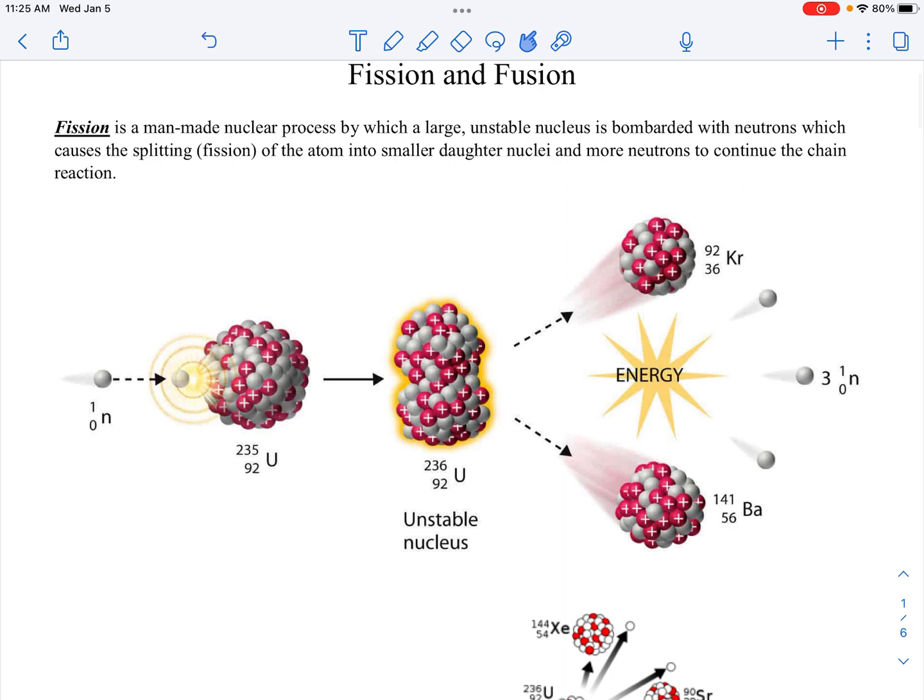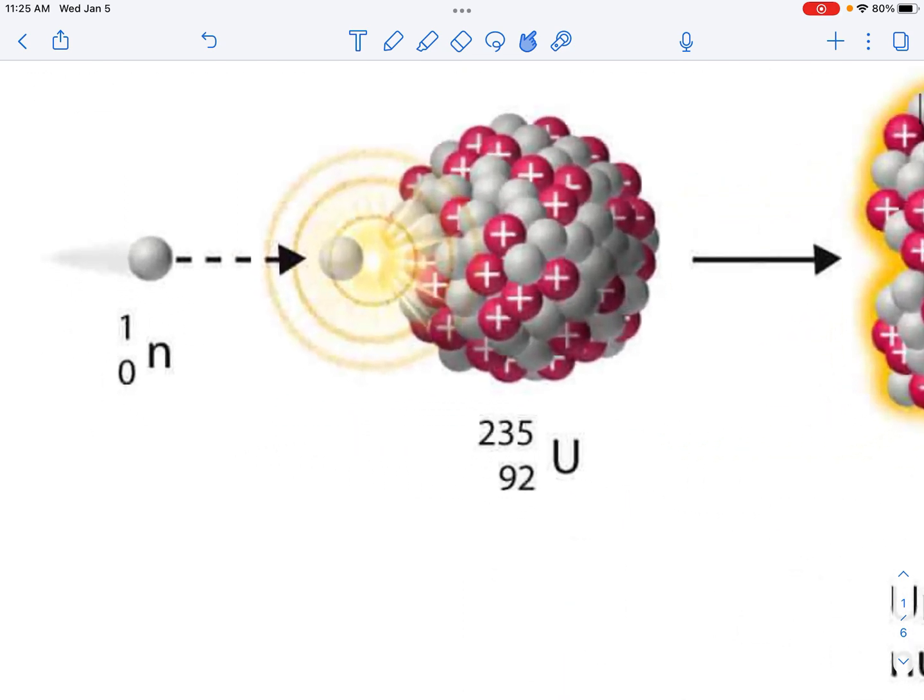Fission is a man-made nuclear process where you take a big, unstable nucleus, smack it with a neutron. That's going to make it even more unstable. And that big nucleus then splits into a couple of daughter nuclei and usually a few more neutrons that will continue a chain reaction. So this picture here kind of walks us through that. What we've got here is a big unstable nucleus like uranium-235. And we're going to smack it here with one of these guys, which is a neutron. So please be aware in a neutron that you've got a mass of 1 and an atomic number of 0 there. That's the case for all neutrons. That's going to be important for us later.